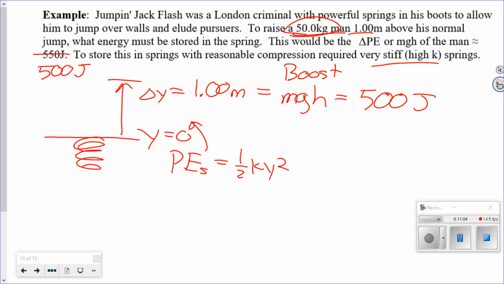Above his normal jump, what energy must be stored in the spring? 50 times 10 times 1. So the spring has got to store enough energy to launch him that high, to give him that much extra kinetic and then gravitational potential energy.